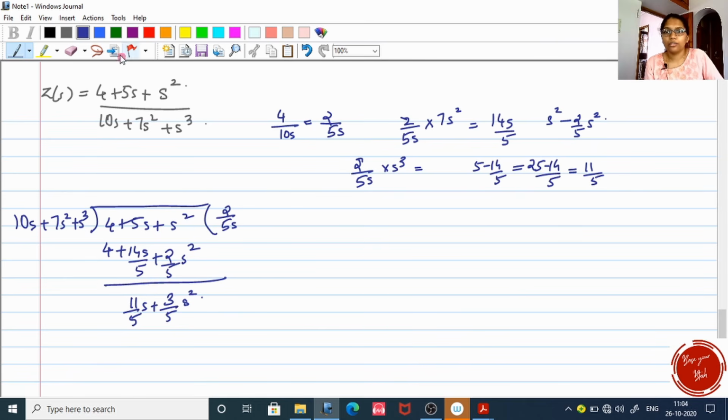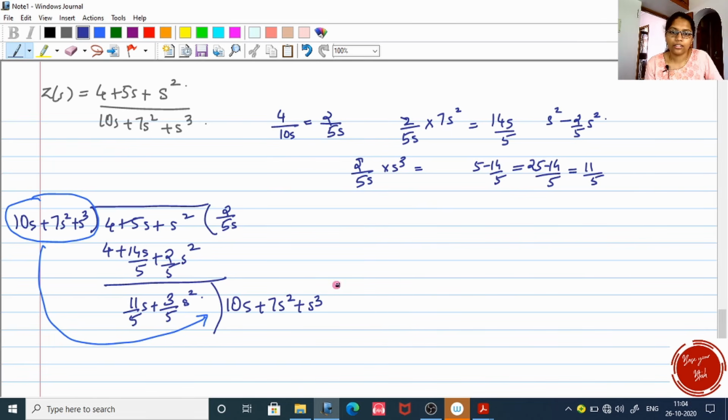Okay. Now take this divisor over to here. Once you arrive at a remainder, take the previous divisor to the dividend place. Continue dividing. First term, 10s divided by 11 by 5s. It is 50 by 11.